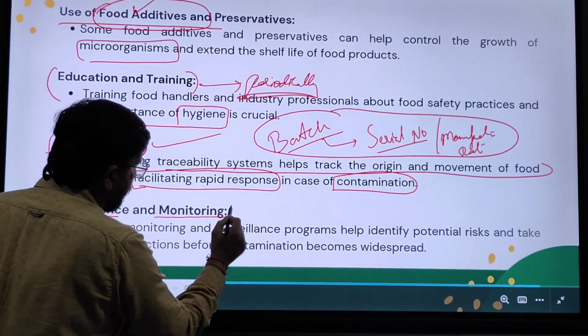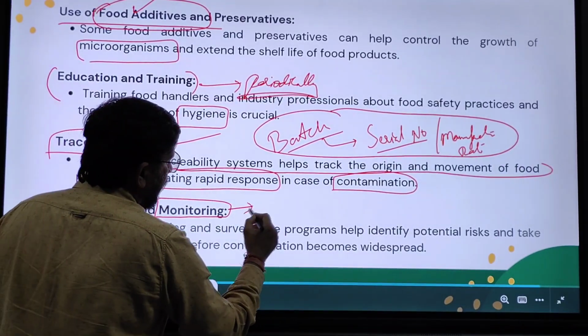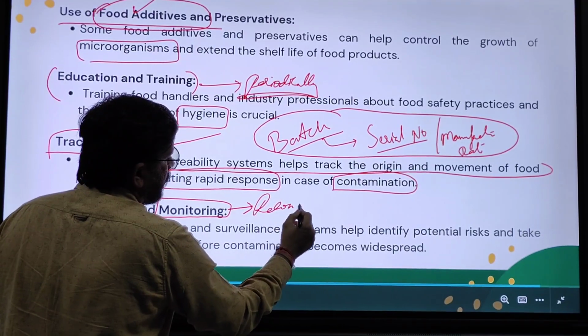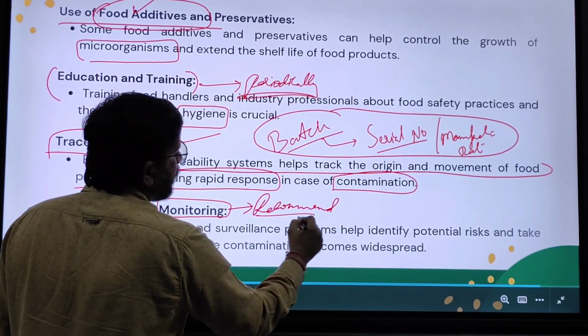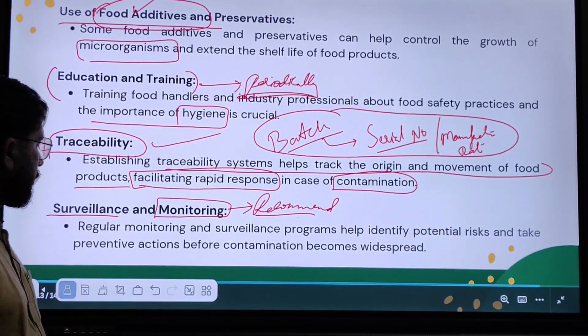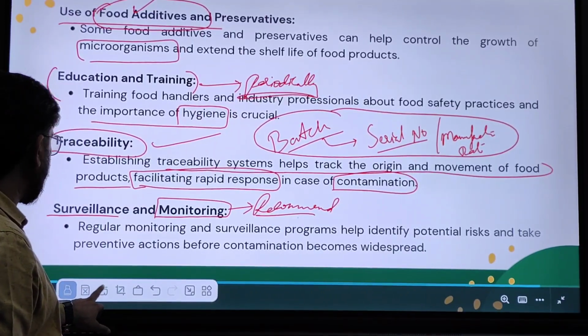Surveillance and frequent monitoring is highly recommended in food industries in order to prevent the contamination.